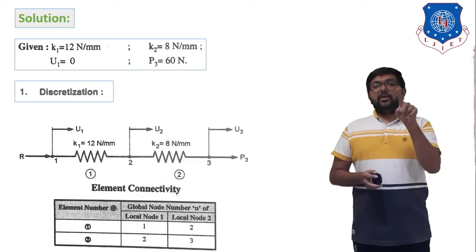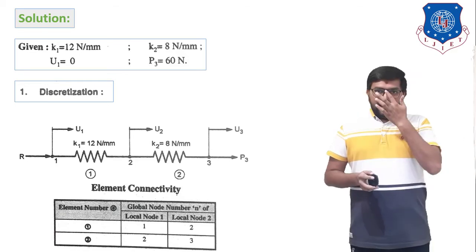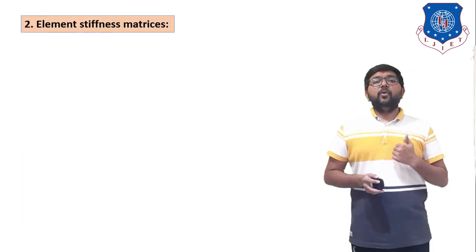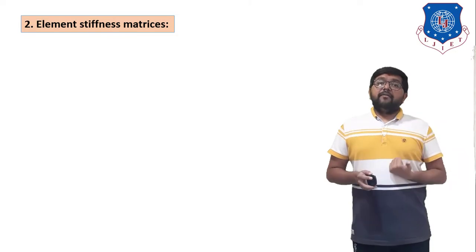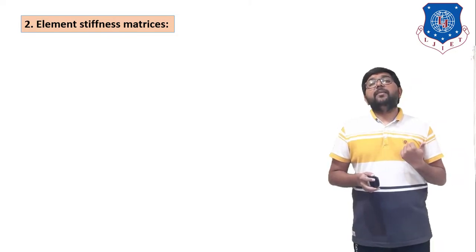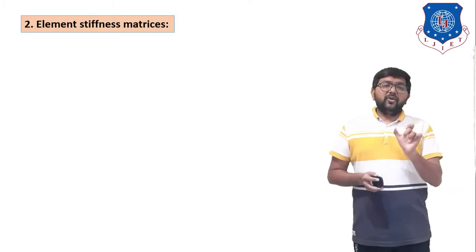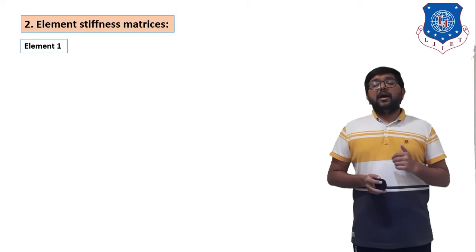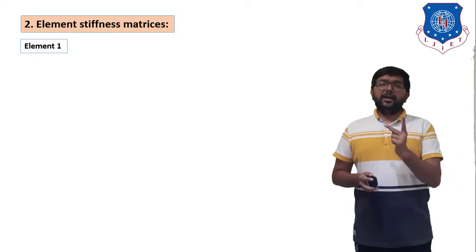That's why element 2 we have to consider as node 2 and 3. So this is the element connectivity. Now next, step 2, element stiffness matrix. We already derived in the previous lecture how to find the element stiffness matrix, and the equation of the element stiffness matrix is k, minus k, minus k, k in matrix form. So we have to use this now in this numerical for the total 2 springs, that means we have to find out the total 2 element stiffness matrices.